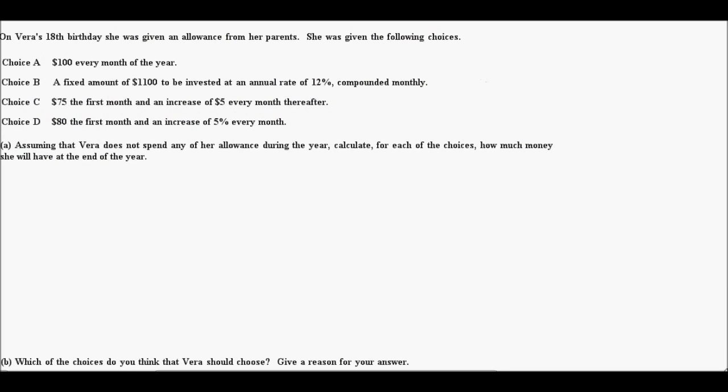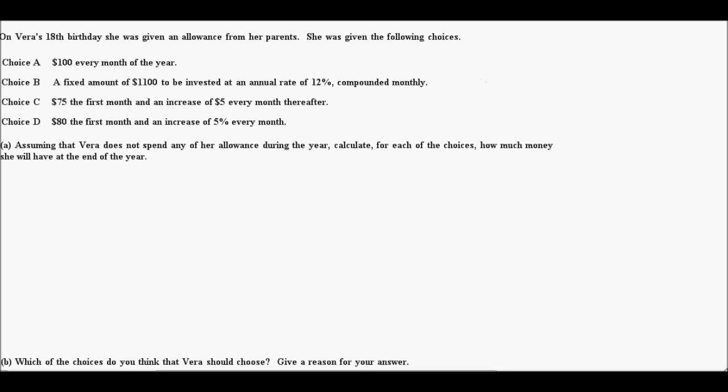Alright, in this video we're going to go over compound interest, which also has to do with geometric sequences. And the best way to go through this is to go through a typical IB problem. This is a paper 2 problem. It says on Vera's 18th birthday she was given an allowance from her parents. She's given the following choices.